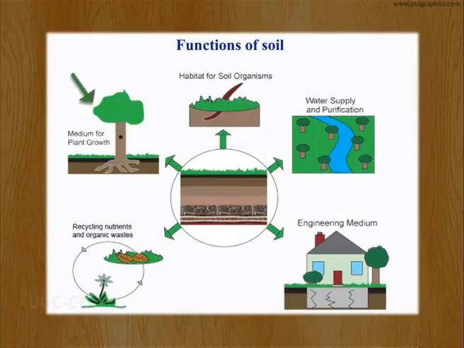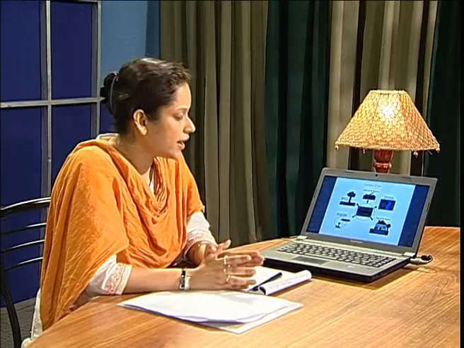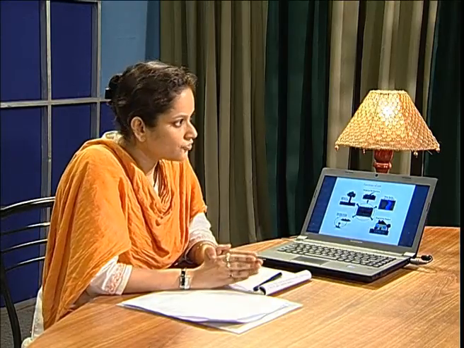Now let us see what the functions of soil are. The functions of soil are mainly fivefold. The first, we know, is that it provides a medium for plant growth. It provides a substrate into which the plant roots can penetrate, and the soil serves as the anchorage for the plant roots, and thereby the plant is able to grow on soil.